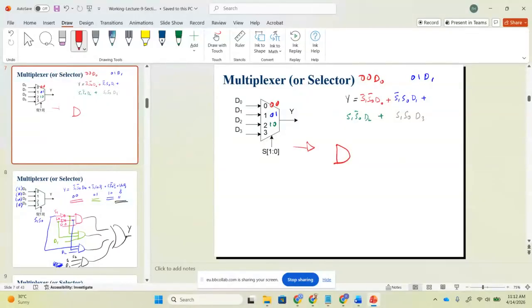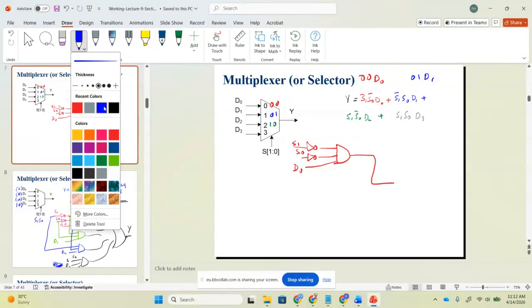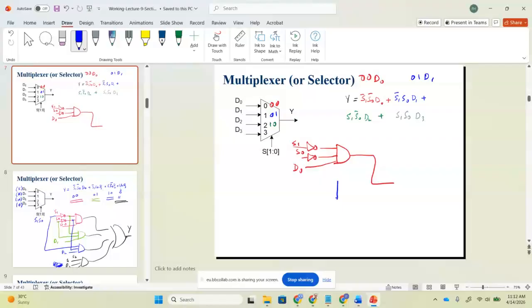So S1 bar is here. Then we have S0 bar, and the other input is D0. Got it or not got it? So this will come here. Then we have another term, which is actually what? Now I'm using the blue color, S1 bar. So S1 bar will come here, and then S0 will come here, and then I will need D1. So this is also here.